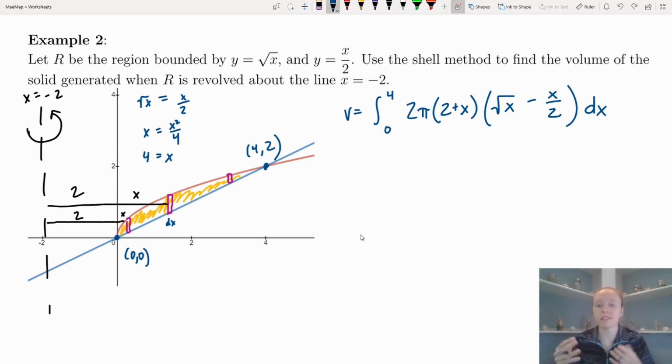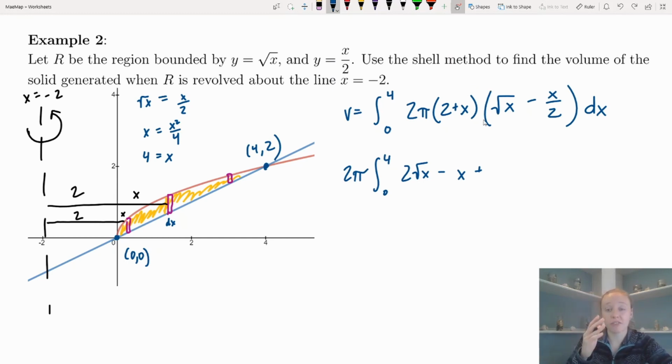So now that we have all those pieces, we're ready to solve. I'll pull 2 pi out in front and then simplify this integral down. So I'll distribute 2 plus x with the square root of x minus x over 2 by FOILing. So I'll have 2 square root of x first, and then I'm going to subtract 2x over 2, which is going to leave me with x, and then I'll add x times the square root of x, which is x to the first times x to the 1/2, which is x to the 3/2, and then I'll subtract, multiplying x with x over 2, which will be x squared over 2.